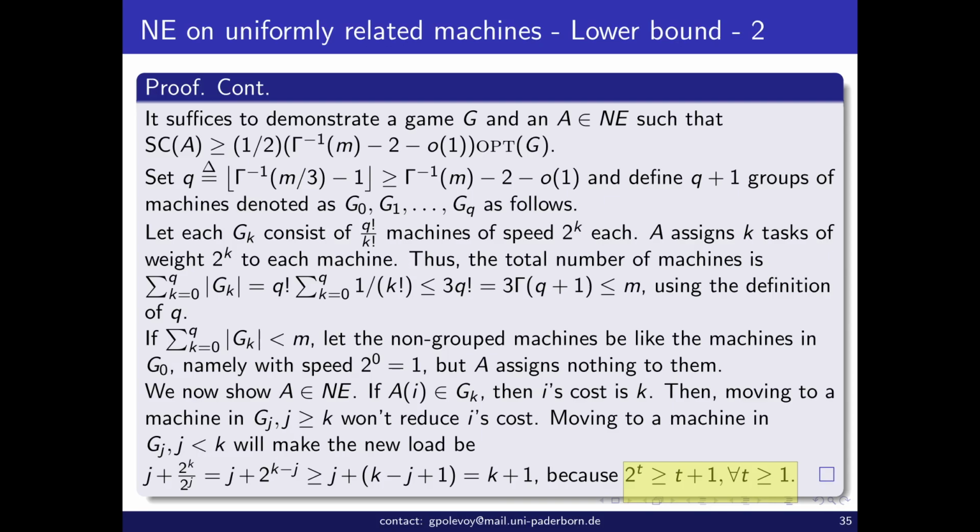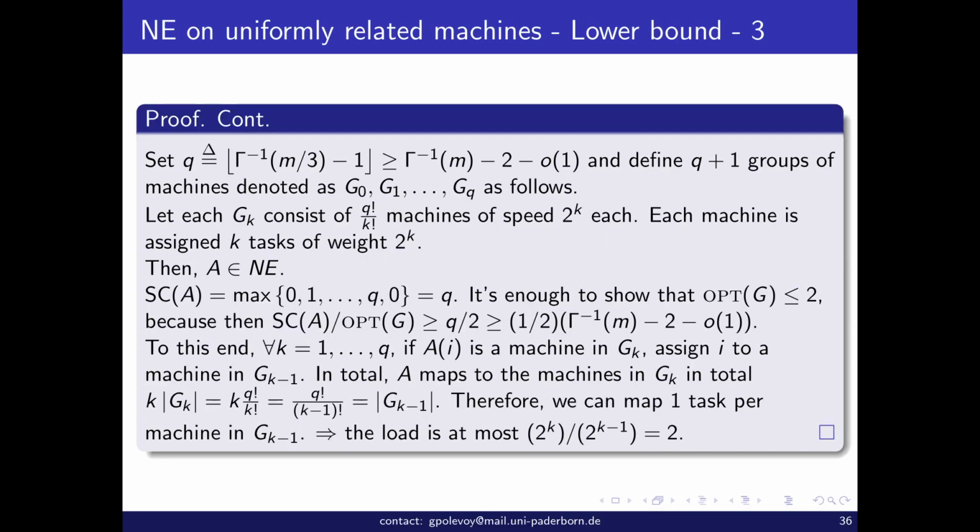So we can easily prove that. We are therefore saying that 2 to the K minus J is at least K minus J plus 1. So the whole expression is at least K plus 1. Then the new load will be at least K plus 1, so you would also make it a lot worse. So it's an equilibrium. You cannot move to any other machine. Now, the final slide of the proof.